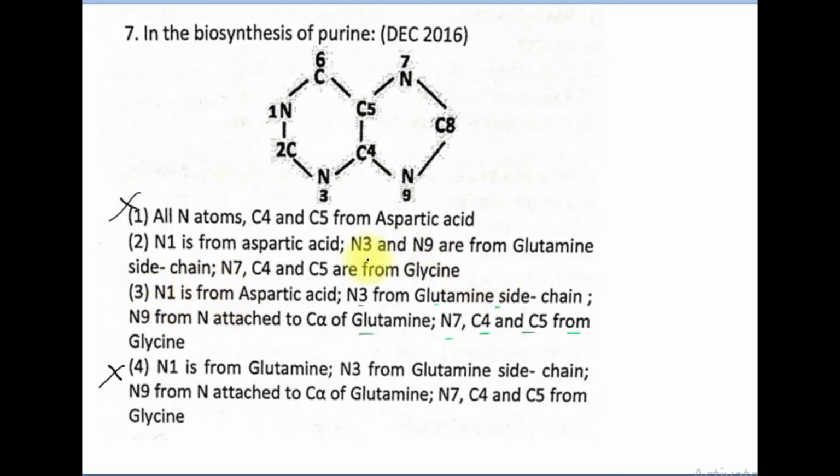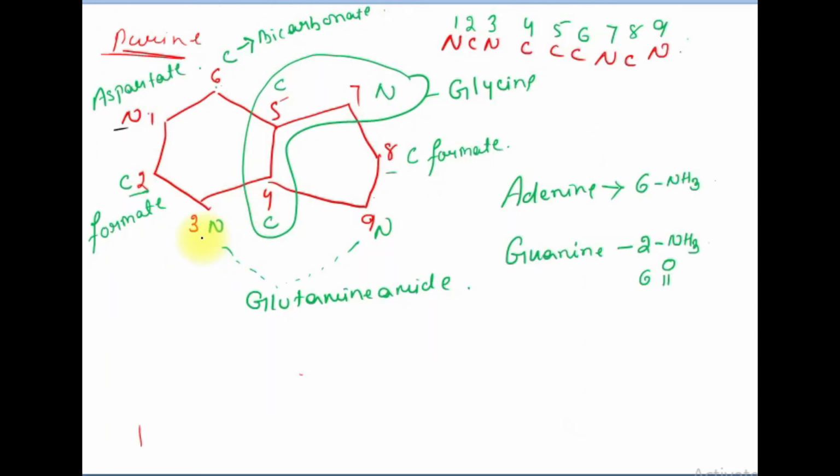Now, here in the second option, it has been given that N3 and N9 are from glutamine side chains. In the third option, it has been given that N3 is from the glutamine side chain and N9 from N attached to C alpha of glutamine. In this, we have discussed that the third nitrogen and ninth nitrogen are from glutamine amide.